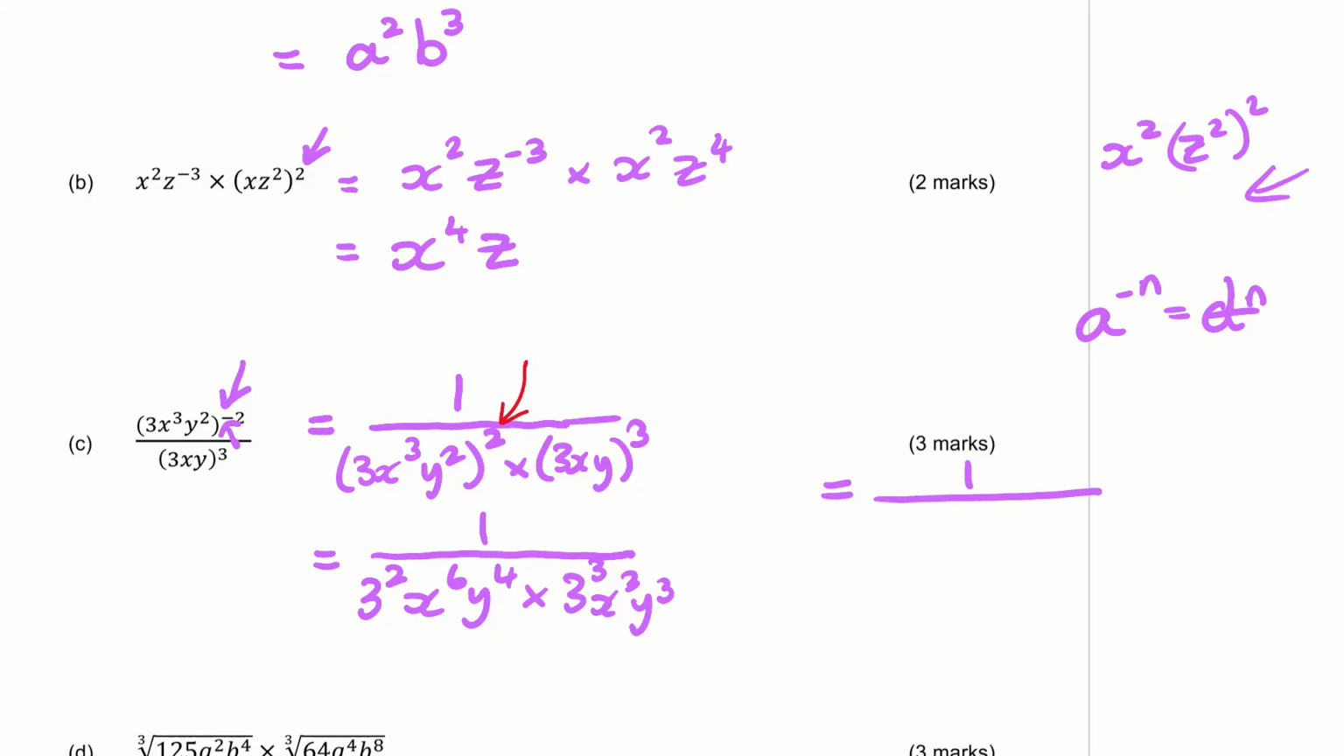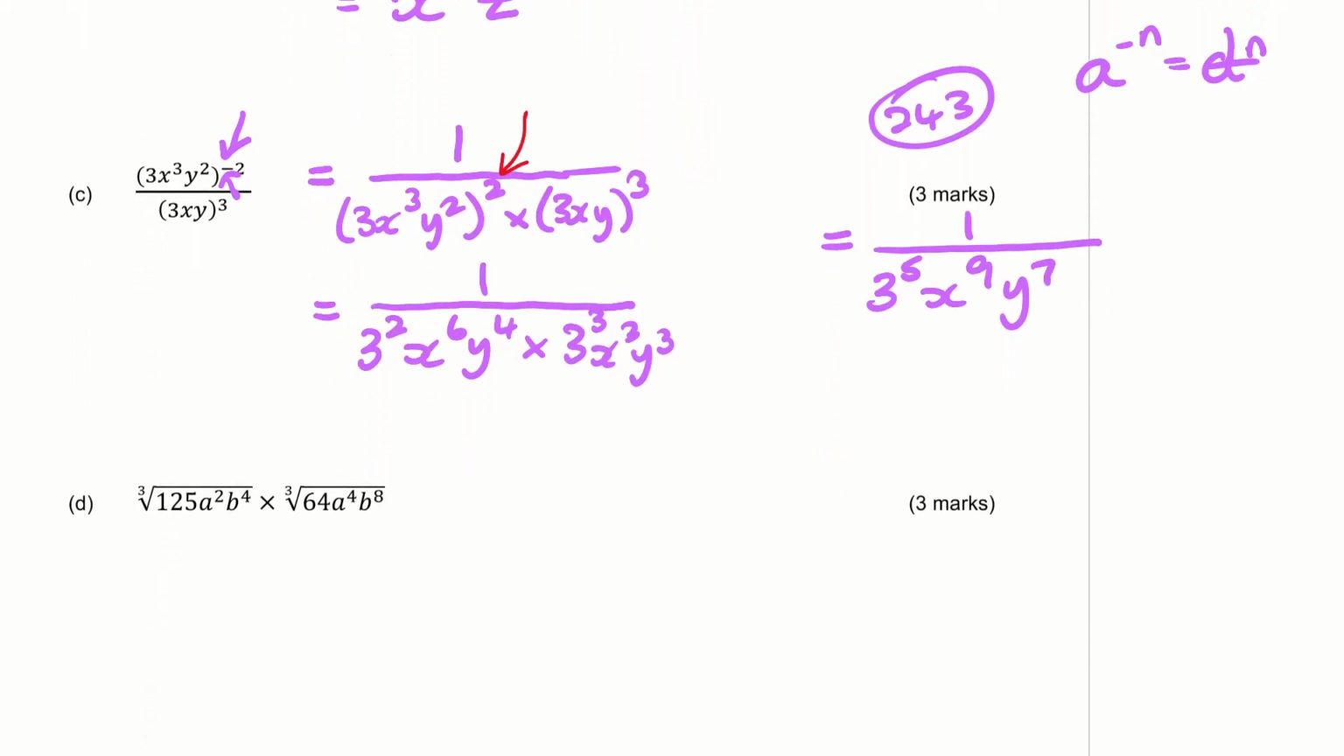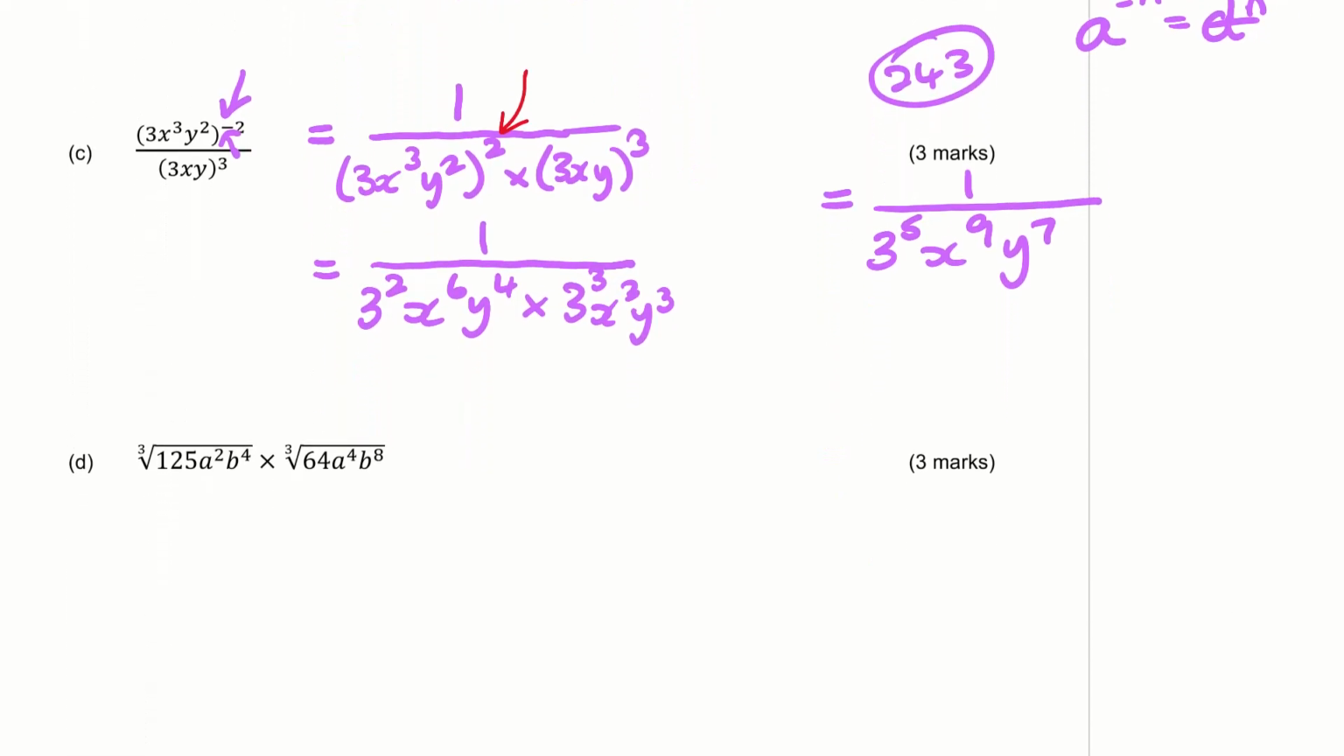So we have 1 over 3 squared times 3 cubed is 3 to the 5. 3 to the 5 is 243, but you might not be expected to do that on a non-calc. And then x to the 6 times x cubed is x to the 9. And y to the 4 times y cubed is y to the 7. And we could probably leave it there. As I say, you might want to turn that into a 243.